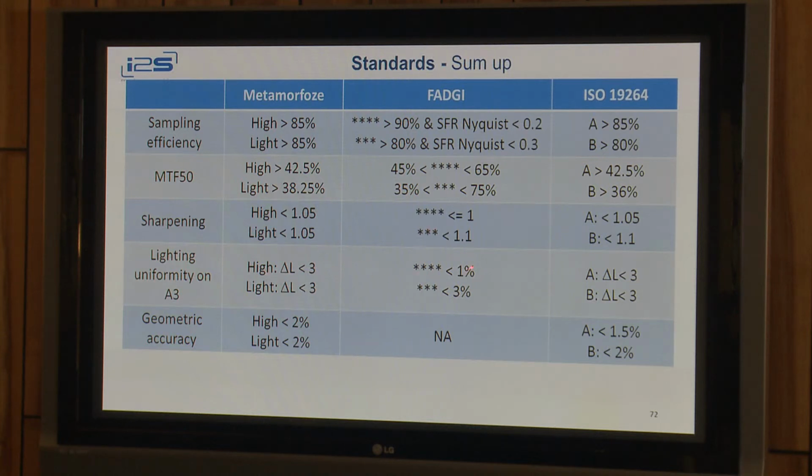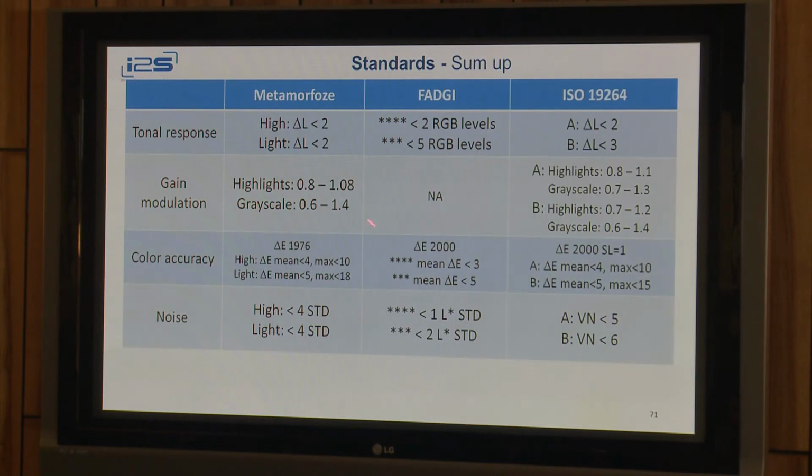Sharpening we don't mind. Lighting uniformity, this also is not easy to reach, 1%, especially on large scanning area. Because 3L is the same here and it's the same as that. So most of the time, ISO and Fudgy are very similar and they are between 3 and 4 star, I would say. But in Fudgy, yet today, maybe in the next version, you have no geometric accuracy to check, and you have no gain modulation to check also.